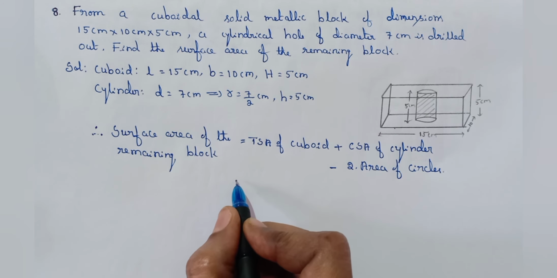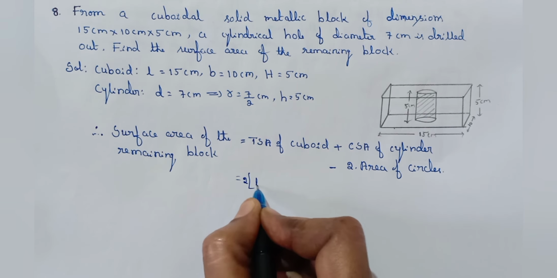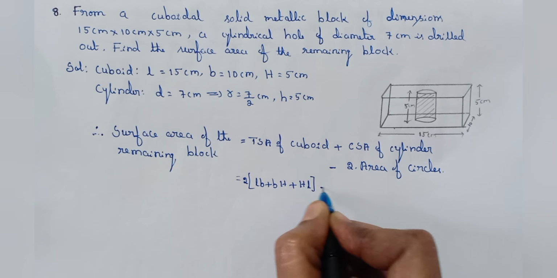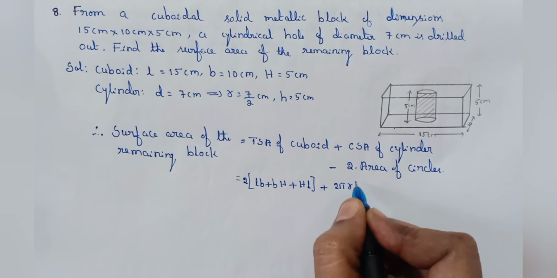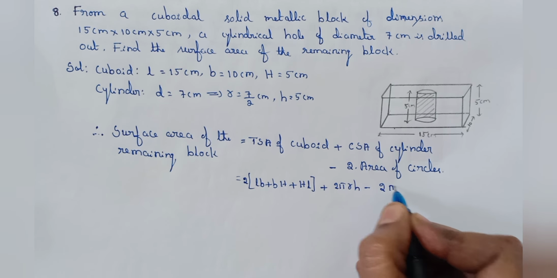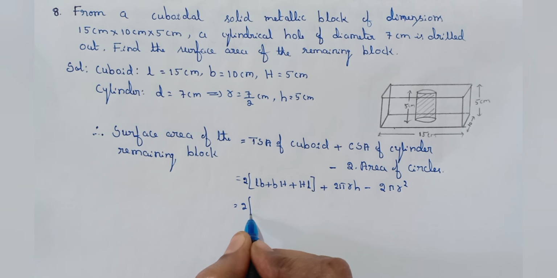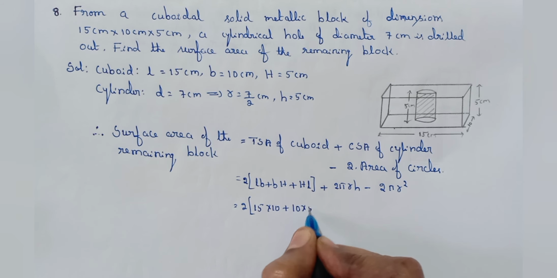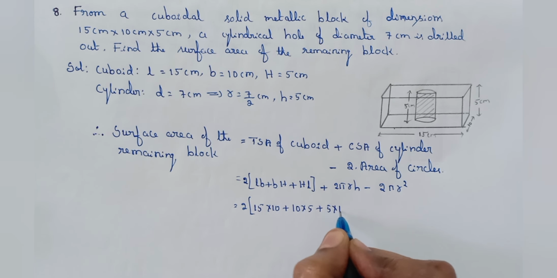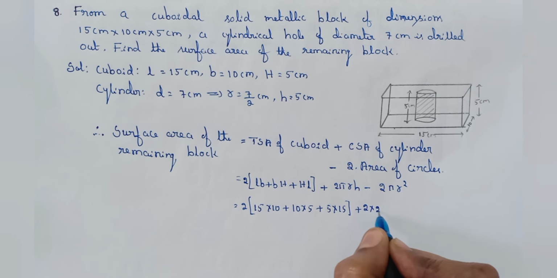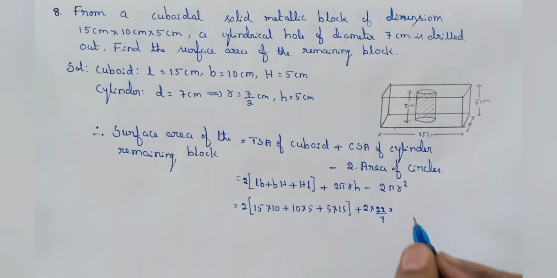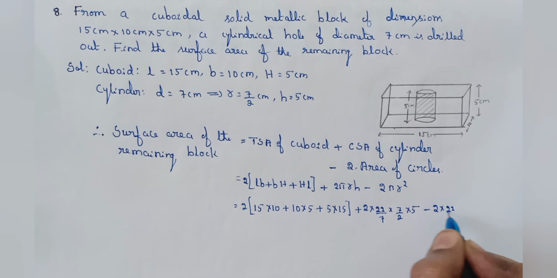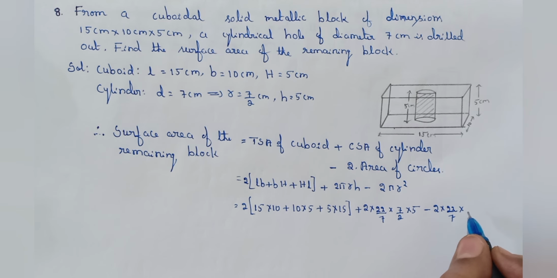of circles. TSA of cuboid, 2 into LB plus BH plus HL plus CSA of the cylinder is 2 pi RH minus area of the circle is pi r square. 2 into L is 15 cm, 15 into 10 plus BH is 10 into 5 plus HL is 5 into 15 plus 2 pi is 22 by 7, R is 7 by 2 and H is 5 minus 2 into 22 by 7, then the radius is 7 by 2.